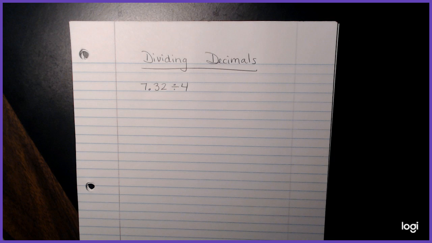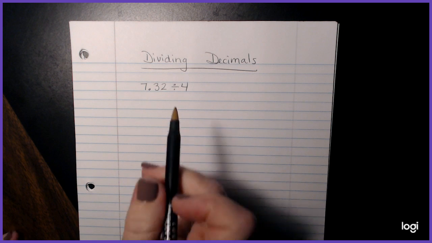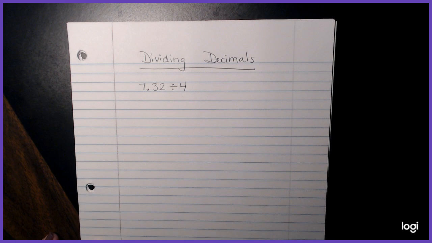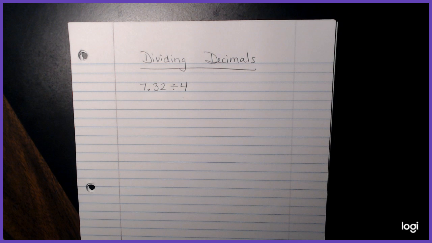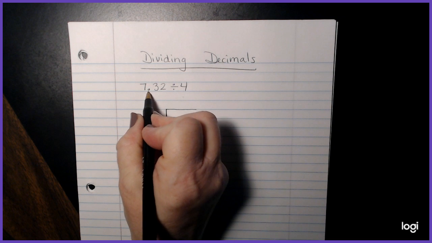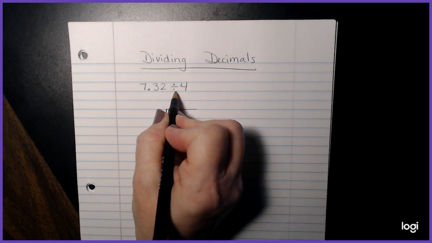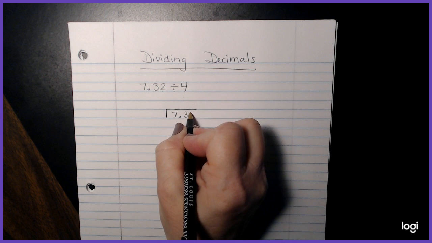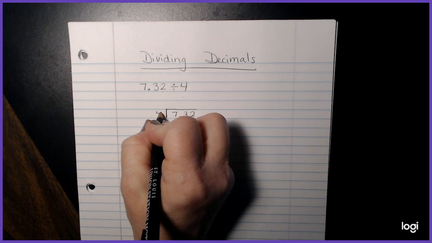So hello, today in math, we're going to expand our dividing lesson by now, as you can see, dividing with decimals. So I'd like for you to go ahead and write down the title and our problem that we're going to solve. And then we're going to go ahead and write out our long division problem. Okay, so it says 7 and 32 hundredths divided by 4. So the 7 and 32 hundredths is being divided by 4.